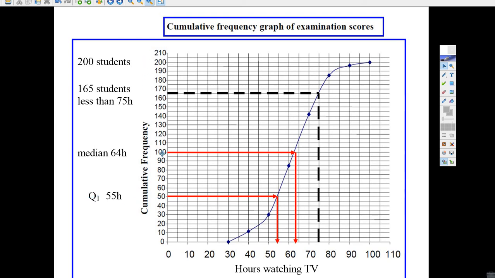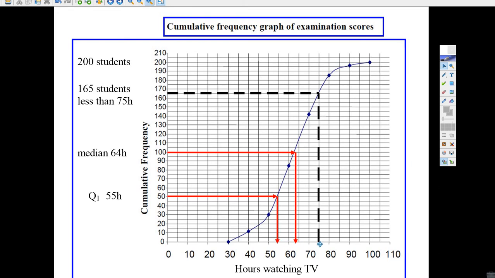so you'd go down not to 200 students, but 50 students. What's your estimate for 50? Well, it looks like 50, we run down here, it looks like about 55 hours. So for 50 students, the first quartile, you'd estimate about 55 hours. It doesn't have to be exact.